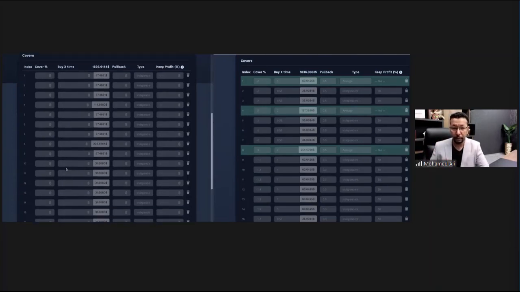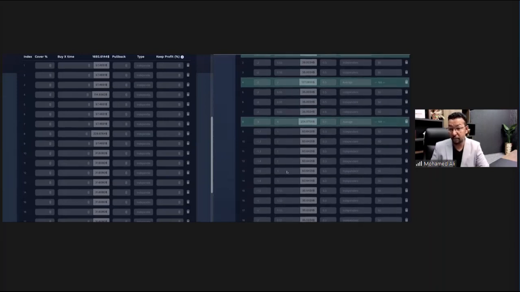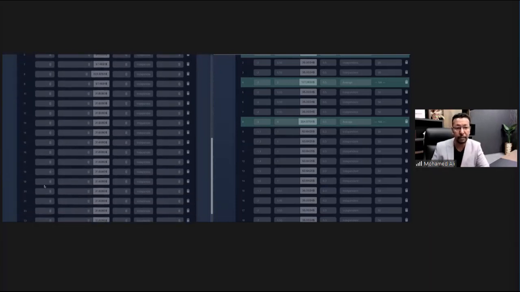And as we go down, cover 9 is 1x here, and everything below that is 1x, 1x, 1x until cover 14, and then from that, everything is 0.55. This is the old strategy. In the new one, after cover 9, everything is 0.55. So we're reducing, but at the same time, we are making the drop between each cover and the other the same, -2% all the way down, and then -2.5% is the highest.